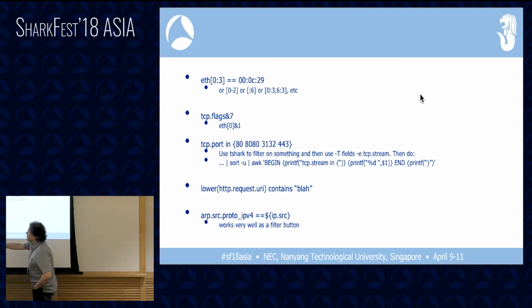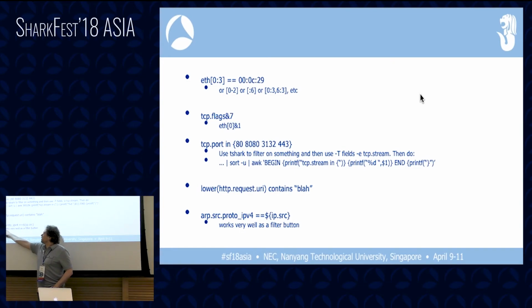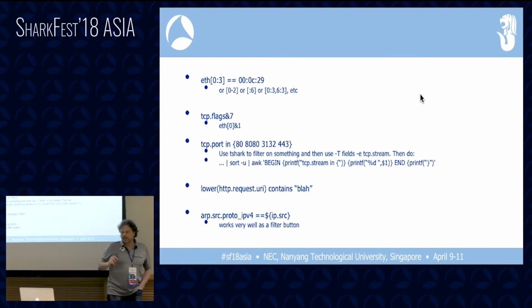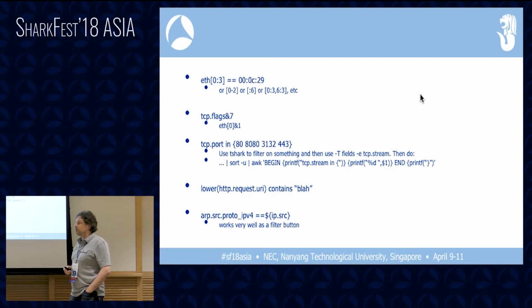The way this is done is, I have a packet with an IP address. Give me all ARP packets that were sent from this system. So you can create very nifty display filter buttons.